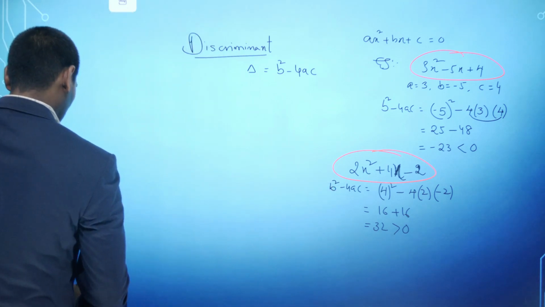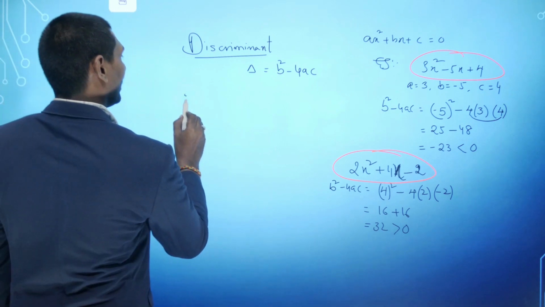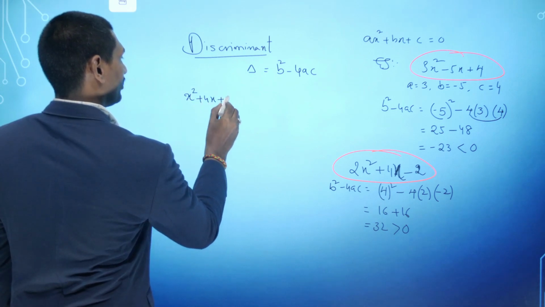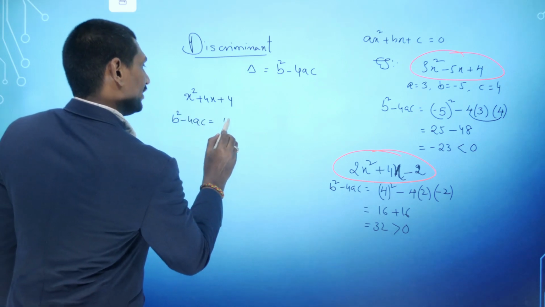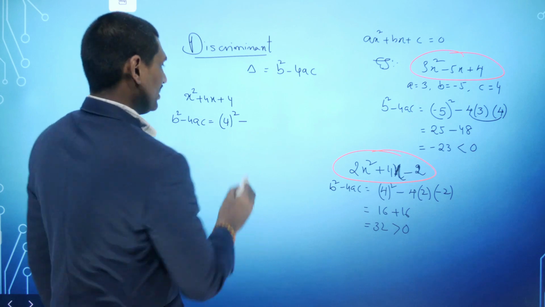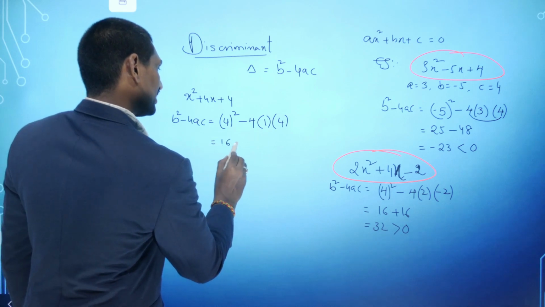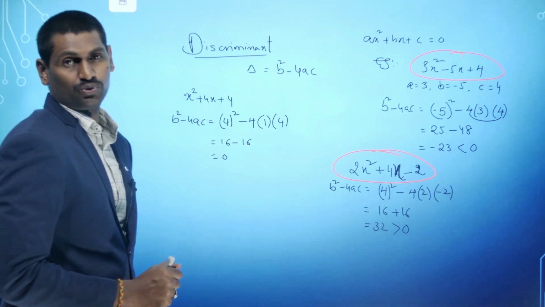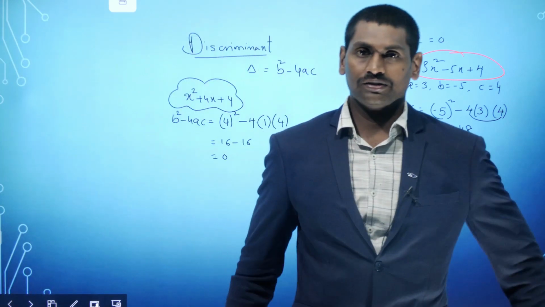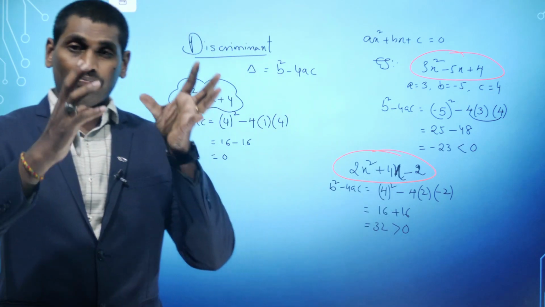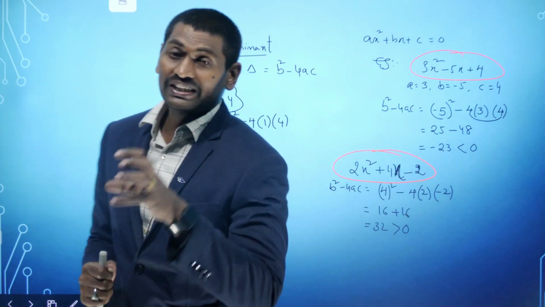And what about equal to 0? Take x square plus 4x plus 4. Compare here b square minus 4ac, which is b value 4 square minus 4 into a value 1 into c value 4. So 4 square is 16, here also 16, which equals 0. So this equation gives two equal roots. Clear? So to identify roots, we can use the discriminant formula.